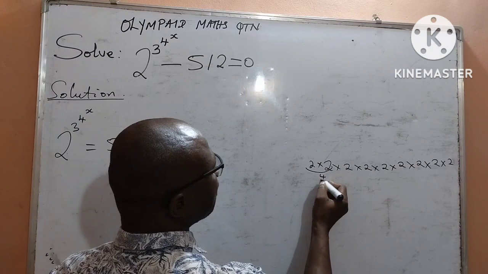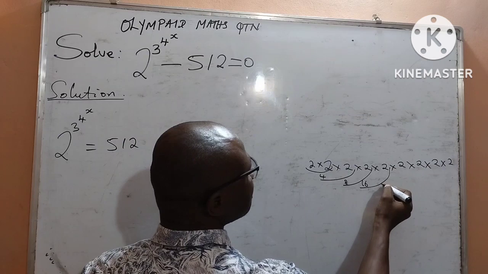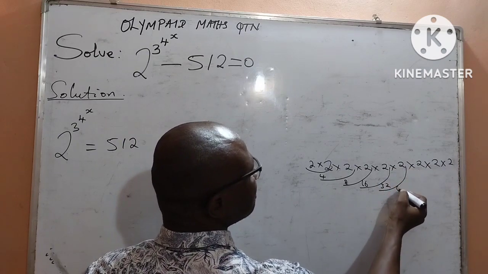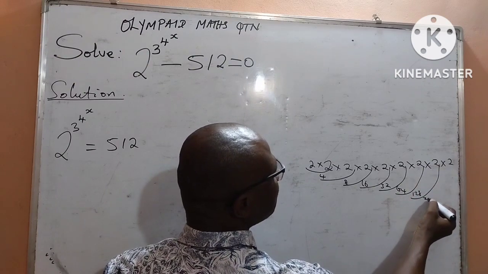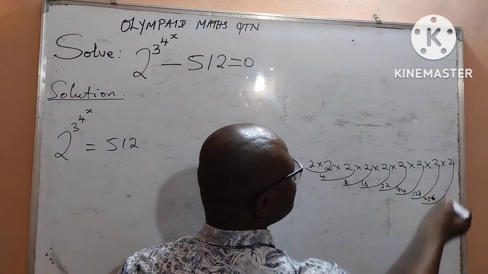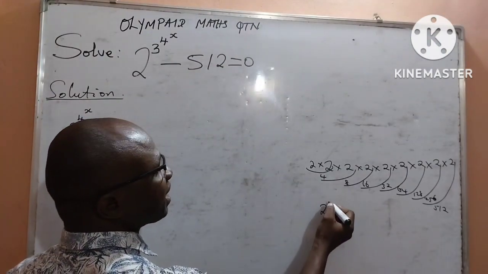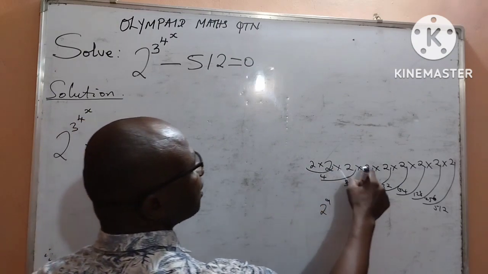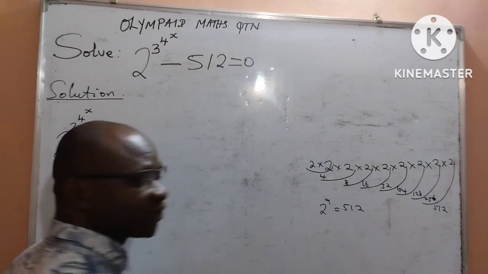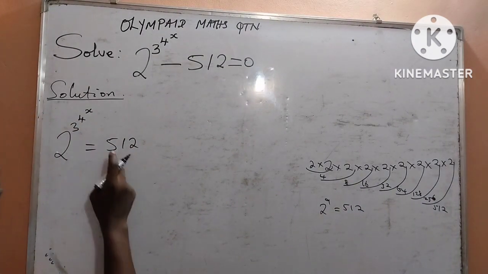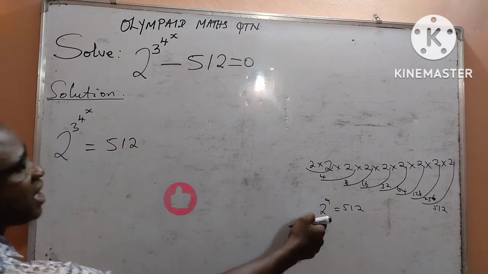2 times 2 is 4, times 2 is 8, times 2 is 16, times 2 is 32, times 2 is 64, times 2 is 128, times 2 is 256, and times 2 is 512. It means that 2 to the power of 9 is equal to 512. So I can now write my 512 in base 2, and of course in index form.